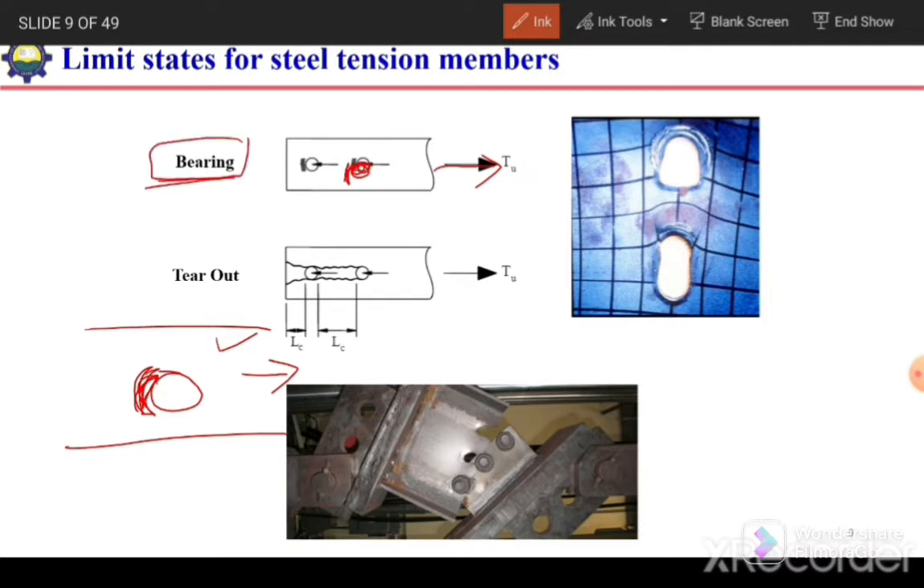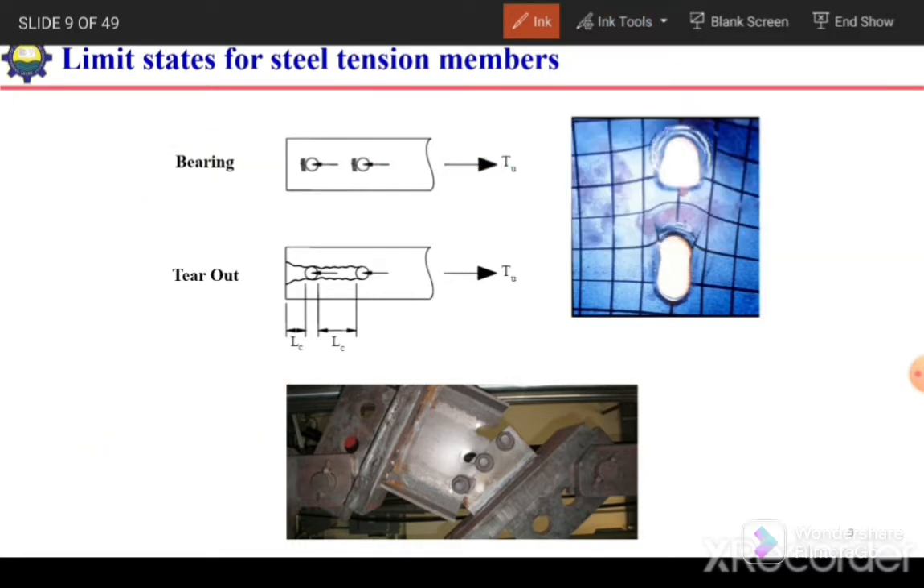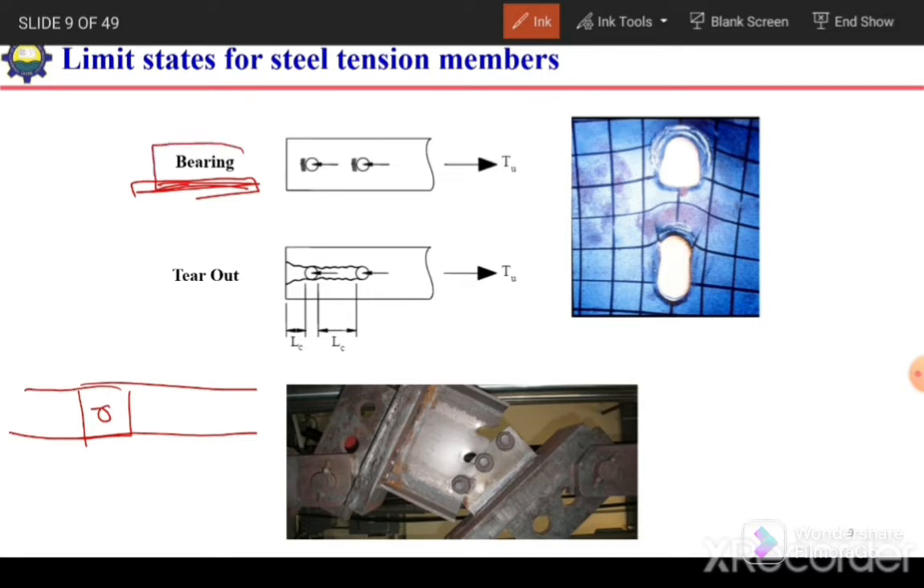If this plate yields at this location because of compression, such yielding is termed bearing. We consider it a failure because of compression yielding, and that is termed bearing. If we see this figure over here, the material at this location has yielded under compression, so it is termed bearing failure. This type of failure is possible in the case of pin connections. If we have two plates connected with one bolt, this type of failure is quite possible.